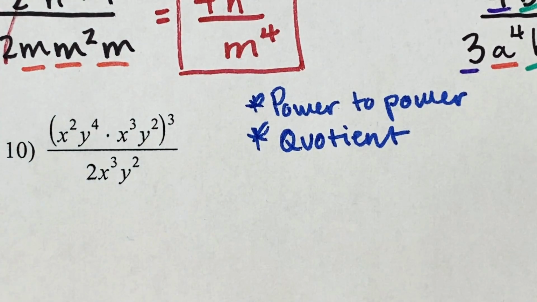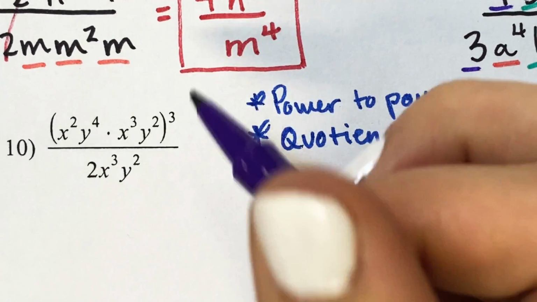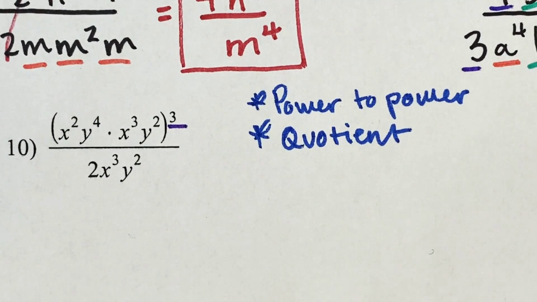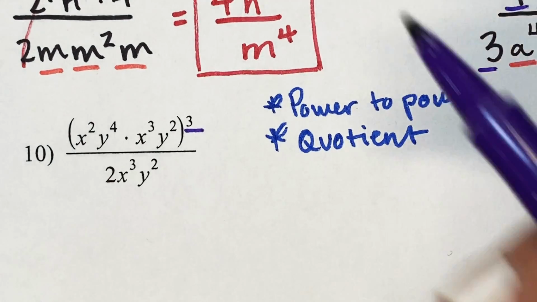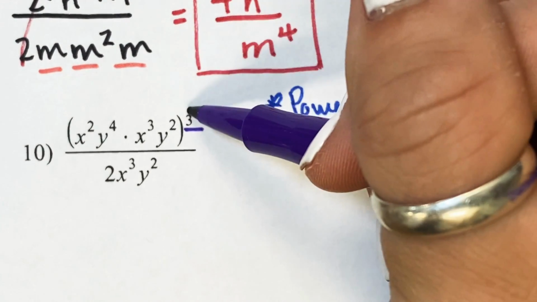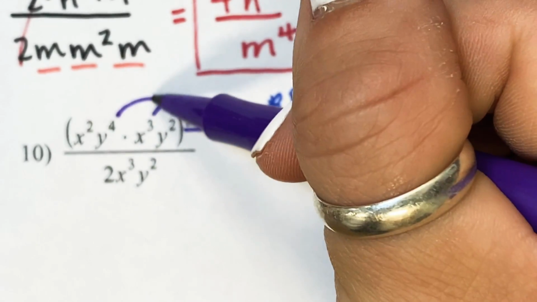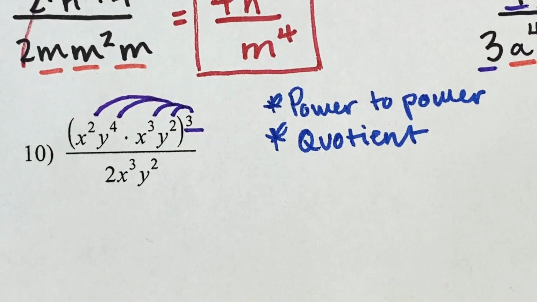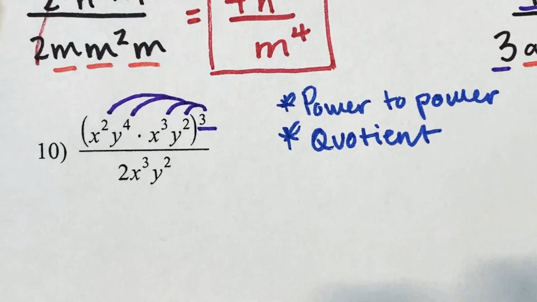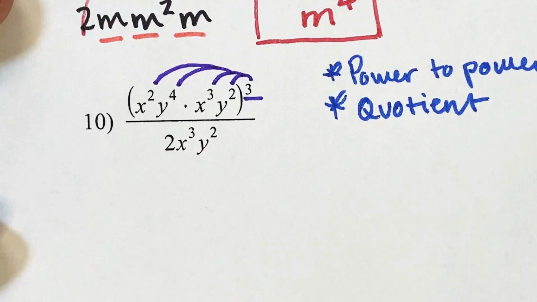Okay, so that's kind of all I see right now. So the first thing let's do is we need to get rid of these parentheses. We need to get rid of our power to a power. So we have the 3 on the outside, and it has to distribute to every single base, every single x and y right there. Let's go ahead and rewrite it.